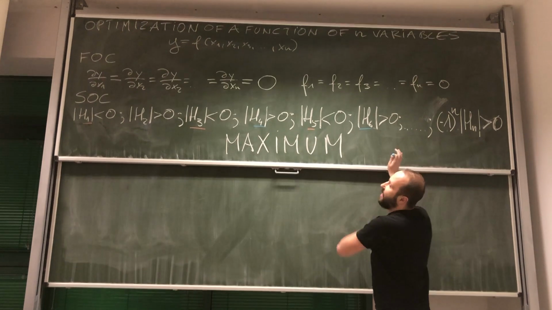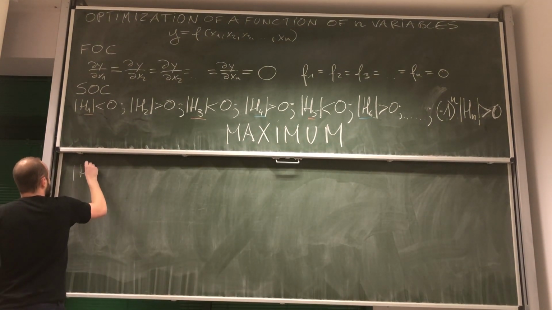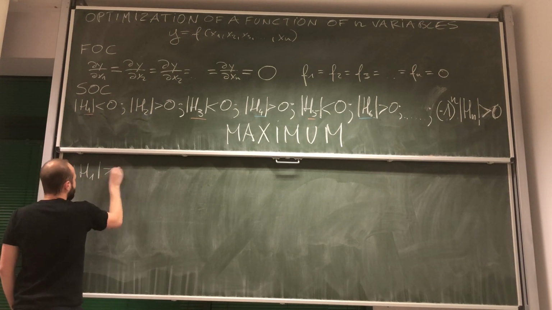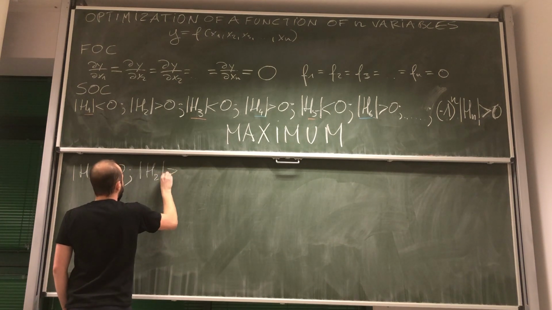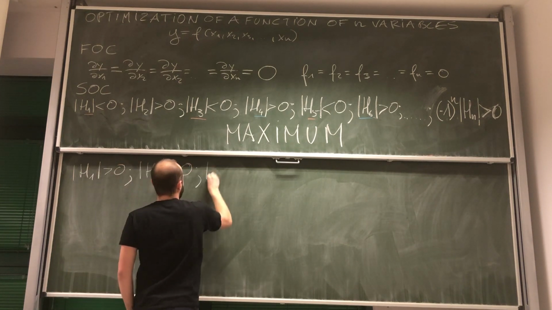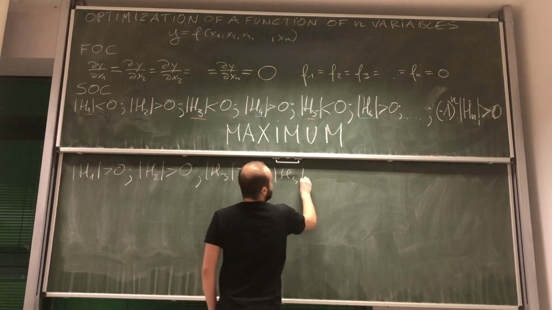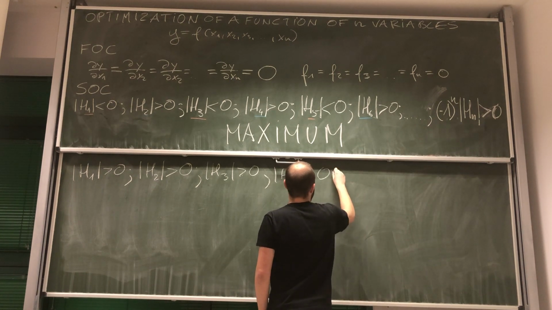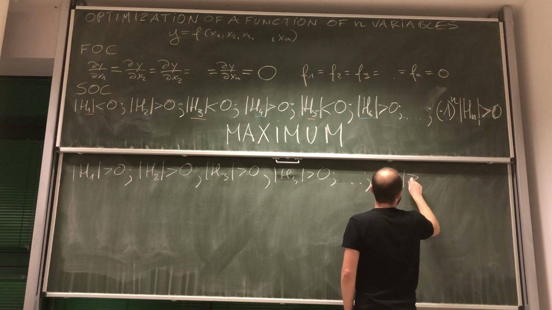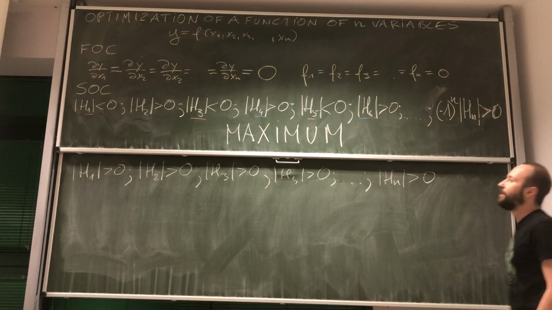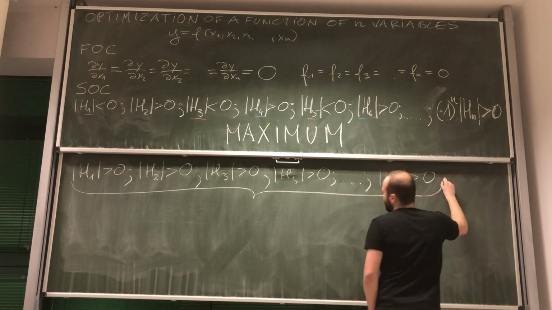Okay. On the other hand, if it turns out that H1 is positive and H2 is positive and H3 is positive and H4 is positive and Hn is positive, then we can be sure that this is going to be a minimum.